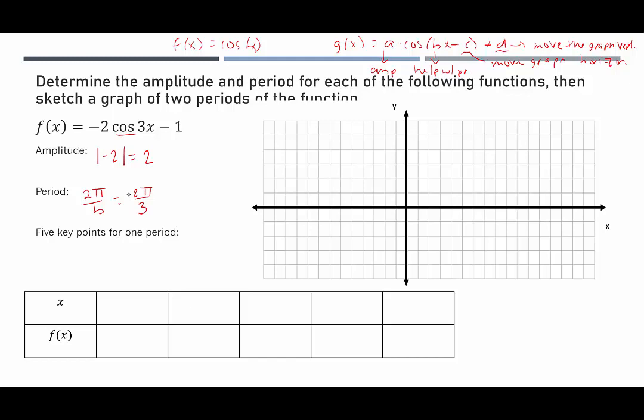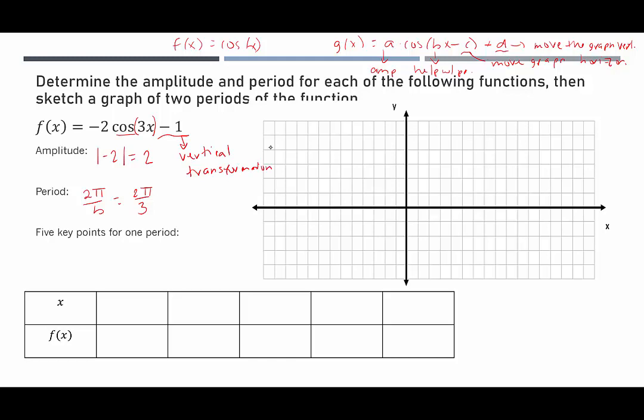Now we want to fill in the 5 key points for one period. We want to be careful here with this -1. It might be ambiguous to you, but it shouldn't be. Because it's not in parentheses, the -1 is a vertical transformation. If the -1 was to be included as part of the cosine function itself, it would have to be inside parentheses. So for clarification purposes, I can put parentheses there, and I'm not changing the original function. This is how it was intended to be written. So this indicates that there is a vertical transformation. And this also means that we're going to take the graph and move it down 1 unit.